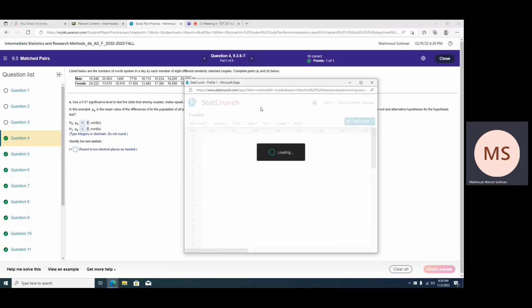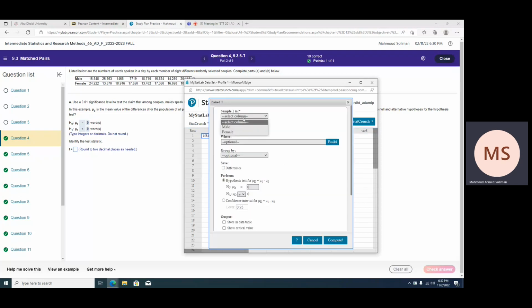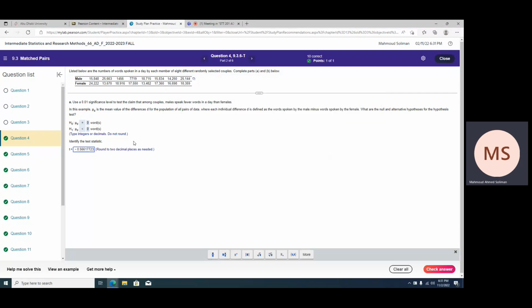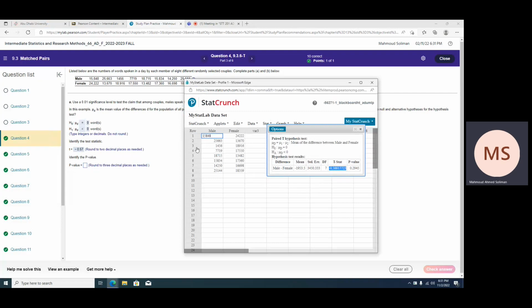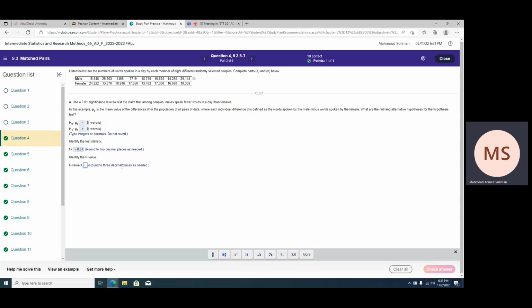Why less than? Because it's males minus females. Look, when you see mu d, it's paired. So T stat, paired. Sample 1 is male, because it's male minus female. For the null hypothesis, it's always zero, always equal 0. But how do we know it's less than? Look, because males speak less than females, so immediately less than.